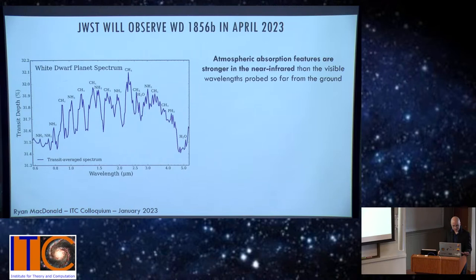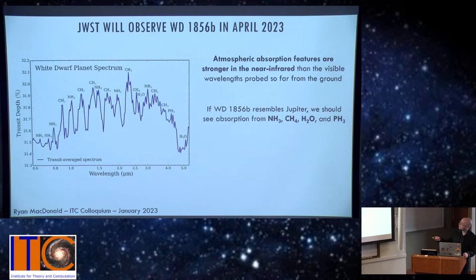So if this atmosphere resembles something like the modern Jupiter, because the equilibrium temperature of this planet is 160 Kelvin, we expect to see features of methane and ammonia throughout the spectrum, and potentially some weaker signatures from water vapor and maybe even phosphine. And since this star is so dim, we can use the NIRSpec prism to get the entire spectral range all in one go.